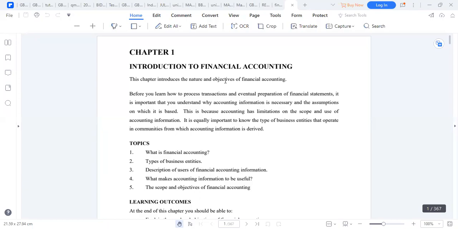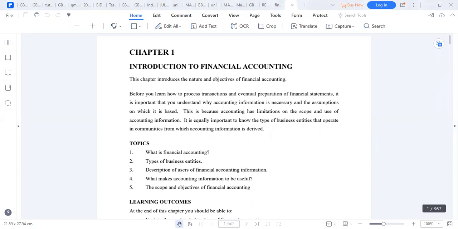In our recap, we discussed the definition of financial accounting and the types of business entities. We also looked at the users of financial accounting information and what makes information useful. We also defined the scope of financial accounting and its objectives as follows.